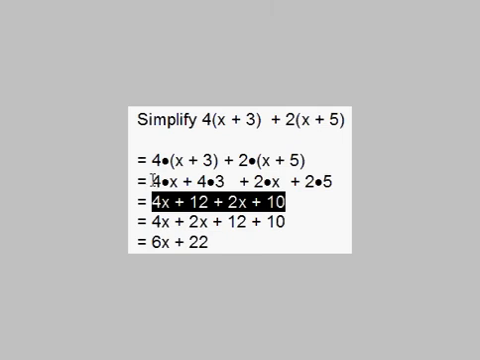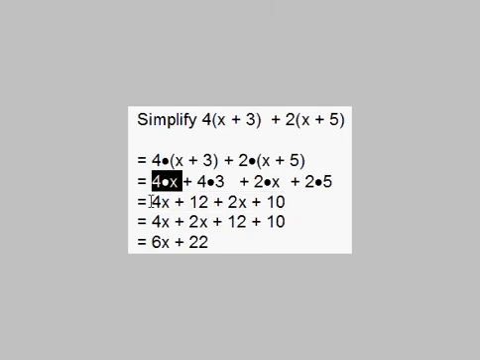When you have 4 times x, we can just write it 4x. It means the same thing. I'm going to regroup the like terms together. I'm going to put the 4x next to the 2x and the 12 next to the 10. We can regroup an addition problem because of the commutative property of addition.